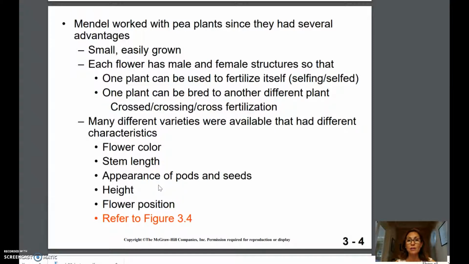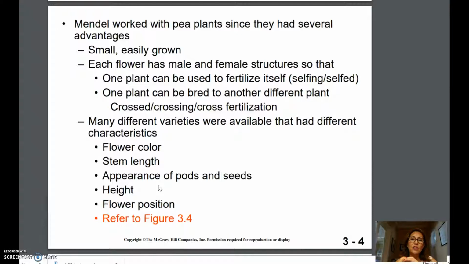So Mendel worked with pea plants, and the reason why he worked with pea plants is because pea plants were small. You could grow them easily. Pea plants have flowers that have male and female structures, and we talked about this a little bit in the last lecture. The male structures can be removed so that the plant could be specifically pollinated with pollen from a different plant. So you could do specific crossbreeding or fertilization experiments. Plants could also self-fertilize so that you could look at what genes are present in the plant itself.